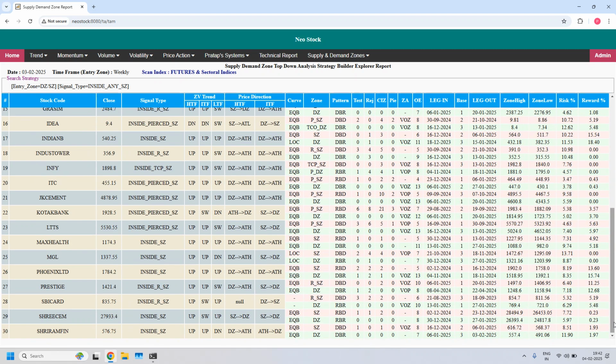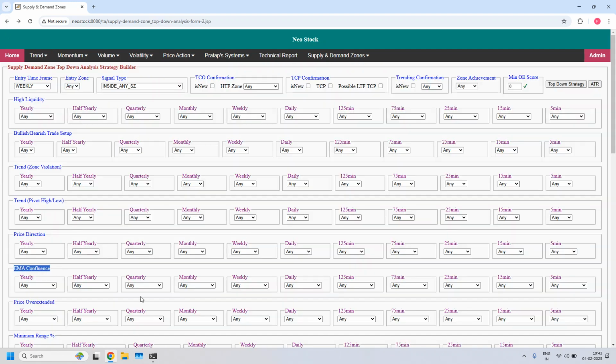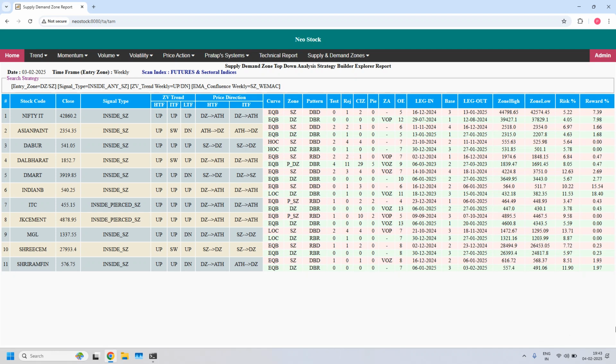Scrolling the list down. So total 30 stocks are filtered. We can further filter this list by setting weekly EMA Confluence for weekly supply zone. So let us set the EMA Confluence filter on weekly time frame. Weekly supply zone having weekly EMA Confluence and trend on the weekly time frame either up or down. With these filters, now the list has come down to 11. These 11 weekly supply zones are having weekly EMA Confluence and current price is closed in those weekly supply zones.